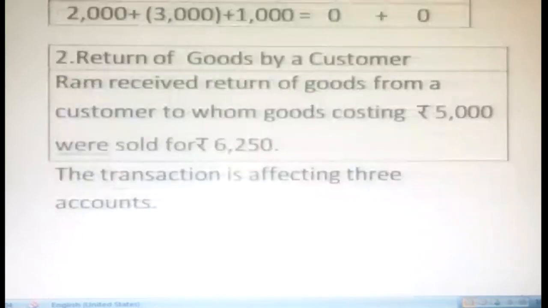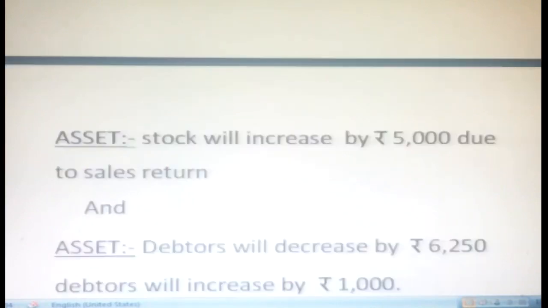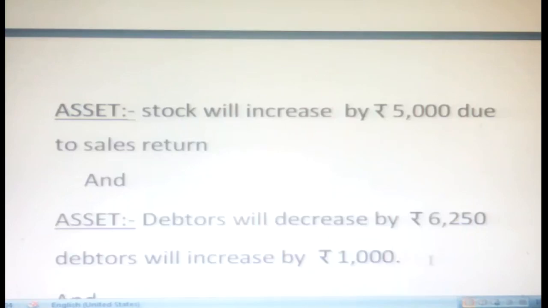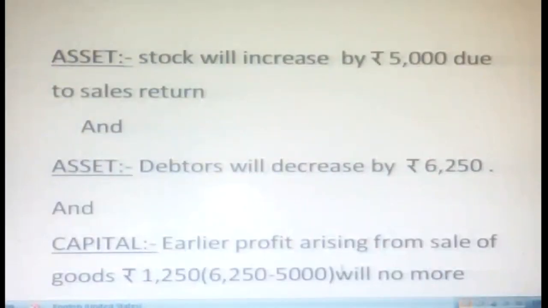Second one, that's our discussion here, affecting three accounts. One is asset. Stock will increase by 5,000 due to sales return. Then debtors will decrease by 6,250. So as an asset, stock will increase by 5,000 due to sales return. The second one is also an asset. Debtors will decrease by 6,250.